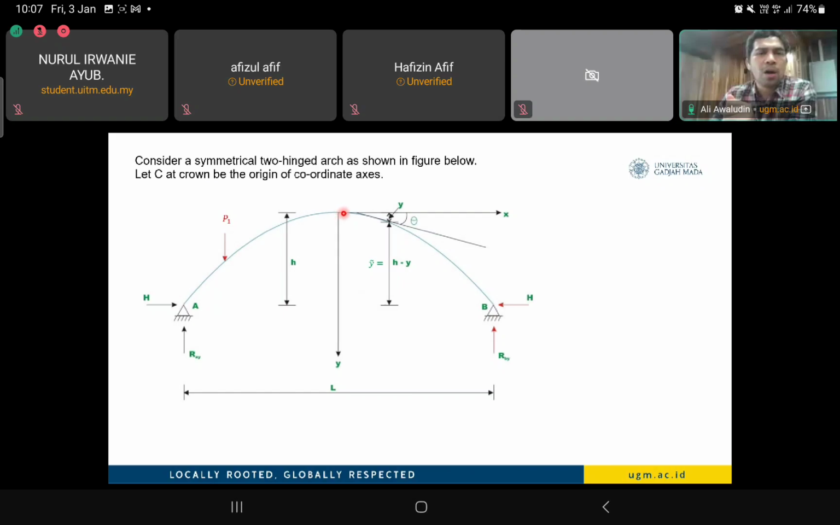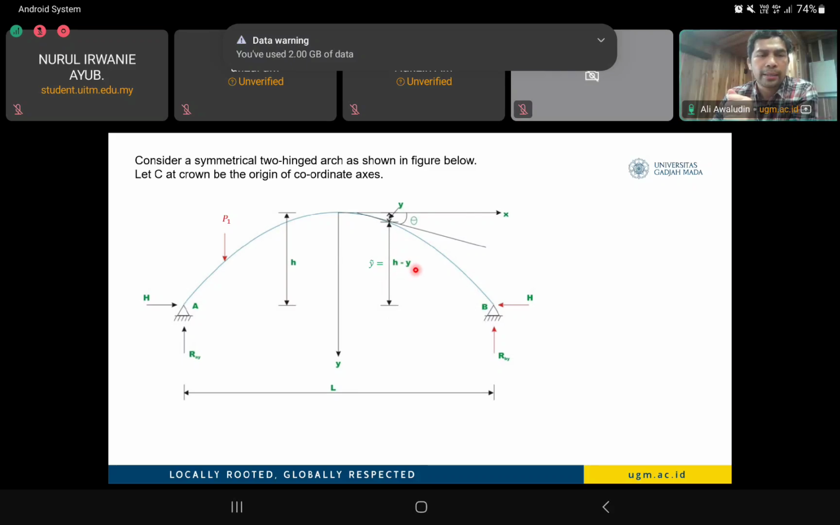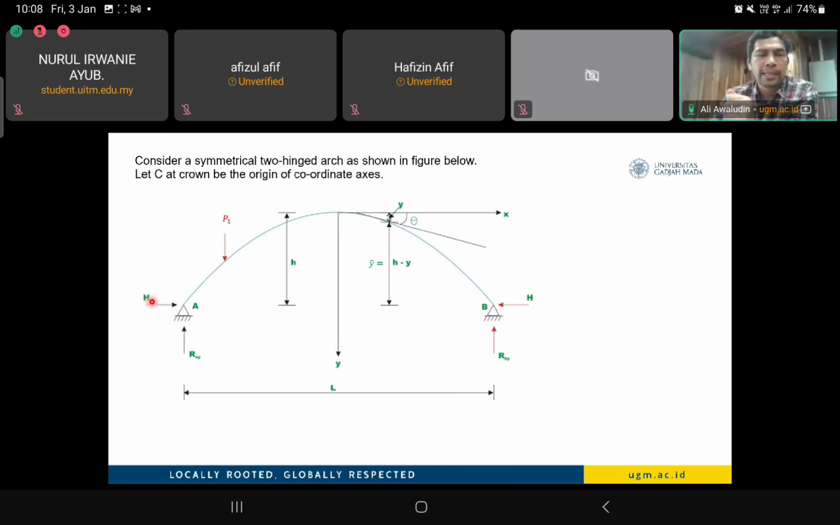Let the crown be the origin of the coordinate axis. We call H the vertical elevation of the crown. If we consider a point, the point has an inclination of theta with respect to the horizontal axis. Here Y is the distance from the point we are considering to the horizontal axis, and Y bar is equal to H minus Y. Here we have the vertical reaction at point A and point B, and the horizontal force at A and B must be equal, because we have no other horizontal force. So we assume that this H is equal from side A to side B.